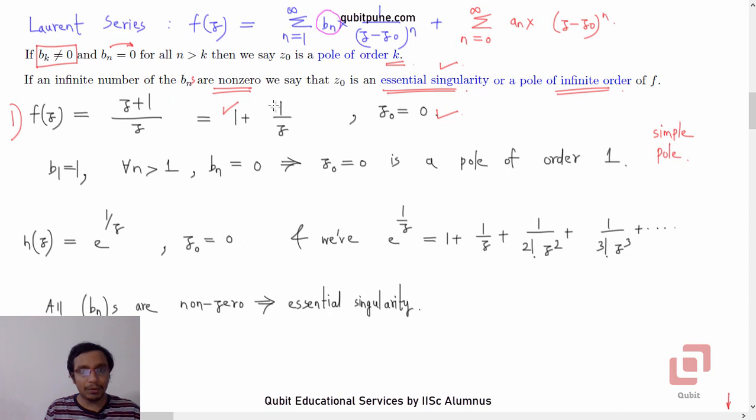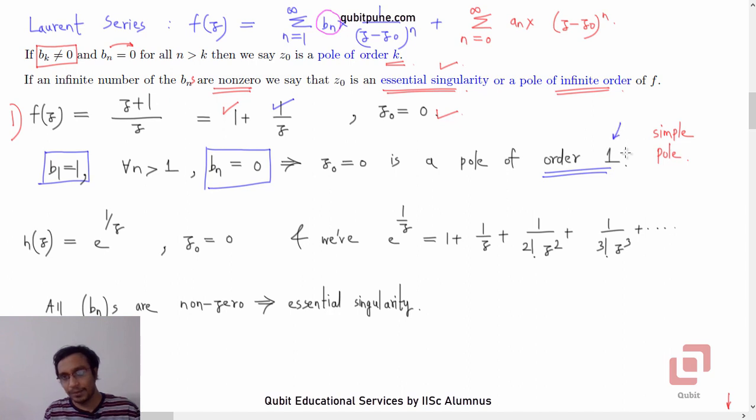And what is b1 here? b1 is equal to 1. Yes, and for all other values of n, bn's are equal to 0. And therefore we say that z0 is a pole of order 1, because b1 is equal to 1, and for all other values of n, bn's are 0. And if we have a pole of order 1, we often call it a simple pole. Okay, fine. Let's talk about example 2 now.